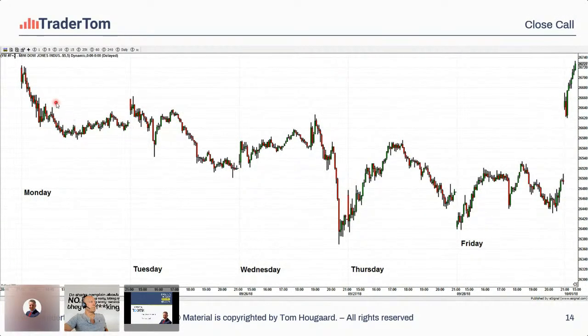Another example, Monday is the high, Tuesday and Wednesday are lower highs. And then Thursday, take a look at this, because technically this fails. I know that it's very marginal, but nevertheless, this is a failure pattern, one where the weakness did not materialize.